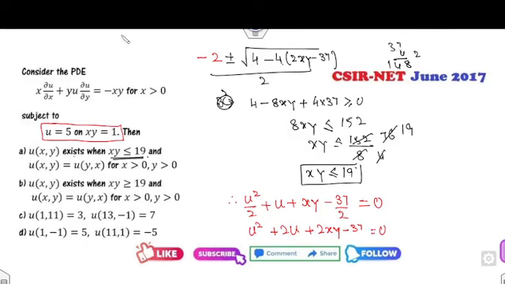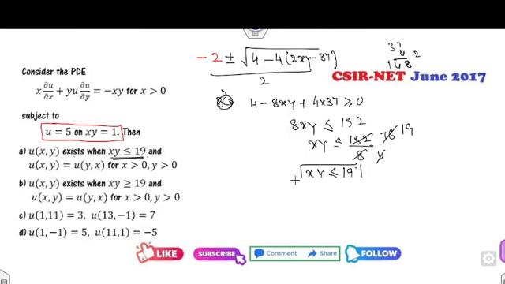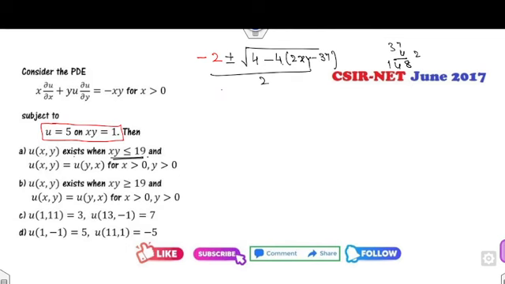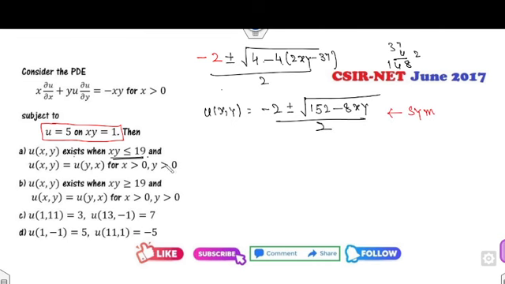That's the condition satisfied. Fine. Now, my solution is u of x comma y, which is minus 2 plus minus the square root of 152 minus 8xy, divided by 2. Clearly, this function is symmetric in x and y. So therefore u(x,y) and u(y,x) are the same. The solution's existence for xy greater than 19 is not possible.